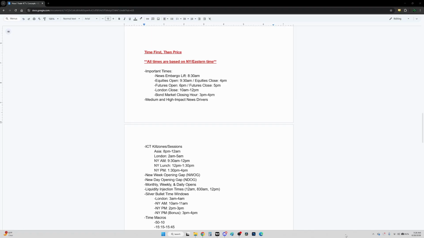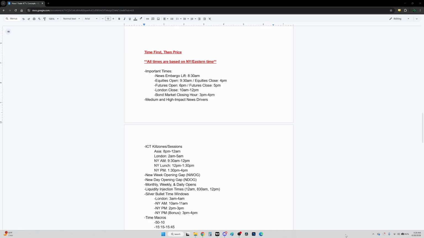And then we also have the London close, which is 10 a.m. to 12 p.m. That's the time window of when the AM session's trend usually ends, or you'll get a pullback or a reversal because the traders in the London stock market are taking profit or securing positions right before their market closes. So it's the same thing as the New York session. When the New York session is about to close at 4 p.m., you'll notice that there's usually a big move or a decent retracement or a reversal right before the market closes. And then we have the bond market closing hour.